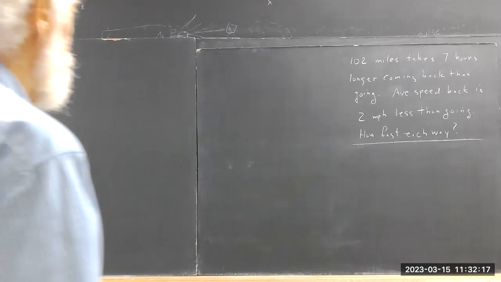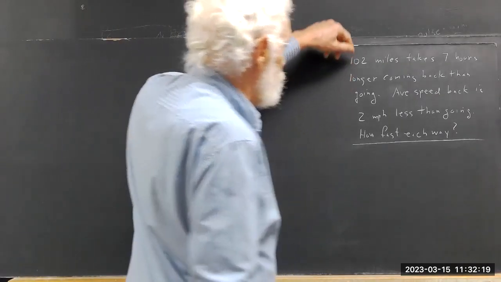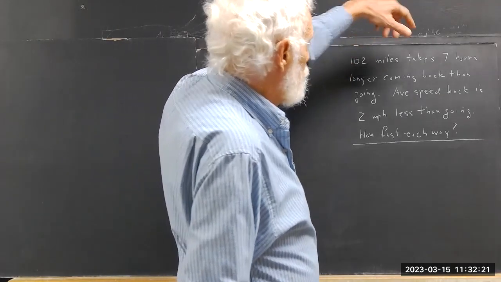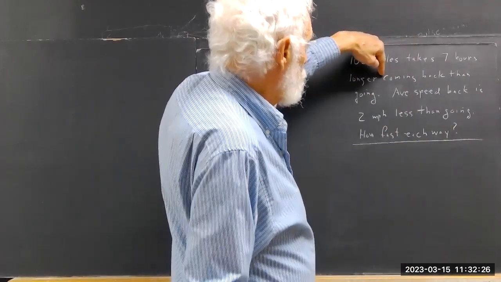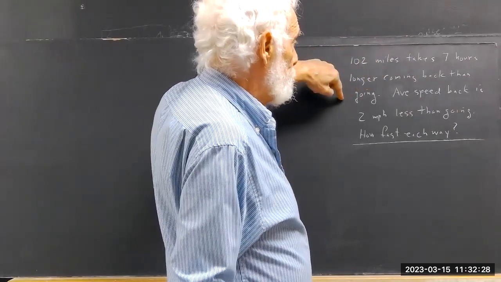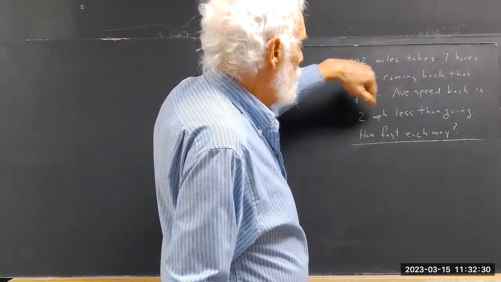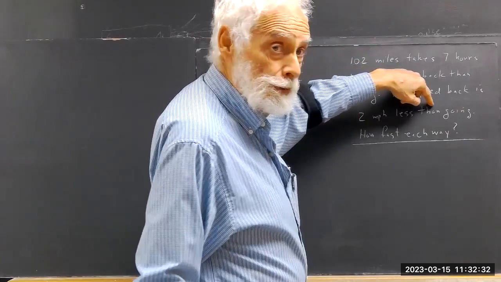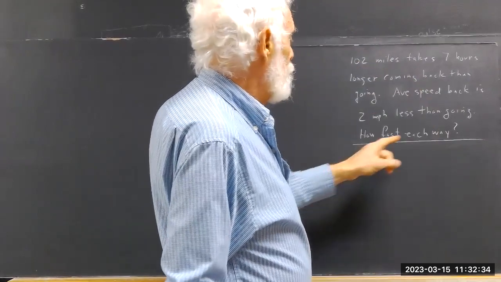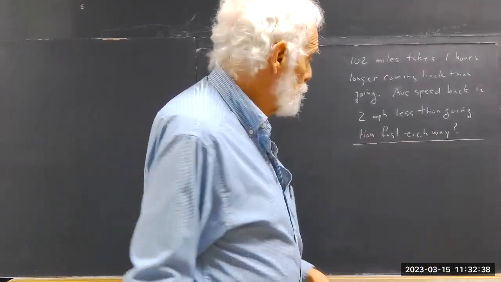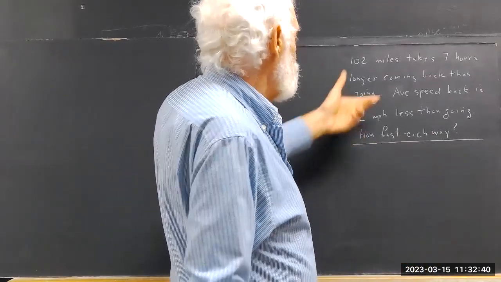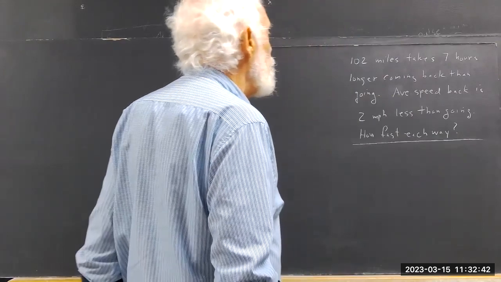Okay. So we have a situation, a 102 mile trip. We go, we come back. It takes 7 hours longer coming back than it does going. And the average speed coming back is 2 miles an hour less than it was when we were going. So how fast are we traveling in each direction?